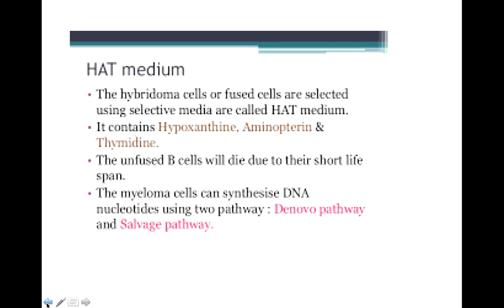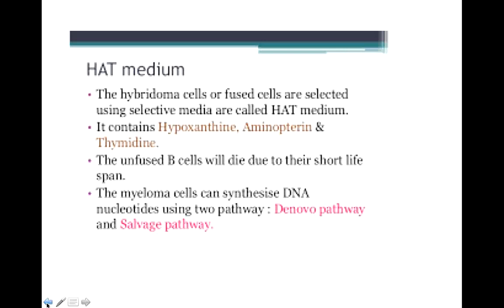Therefore, cells that lack either the HGPRT or the TK enzyme will die in HAT medium because they lack the ability to use the salvage pathway. But in hybridoma technology, the myeloma cells are usually double mutants. They lack the enzyme HGPRT and therefore they are deselected in the HAT medium. So they have lost the ability to produce immunoglobulin G mutants.